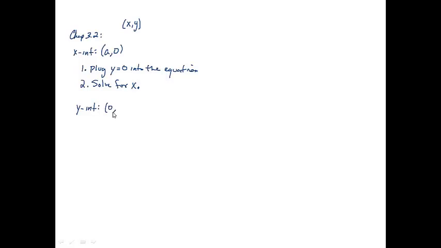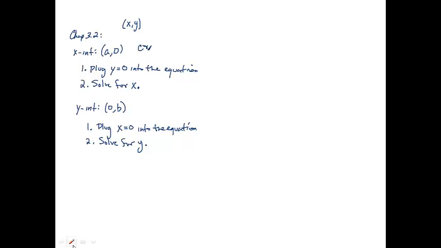Then the y-intercept is the point 0, comma b. So the first thing you do here is plug x equals 0 into the equation. Then you're going to solve for y. So y is going to be some number now. So the point is going to be 0 because x was 0, and b because b is some number.